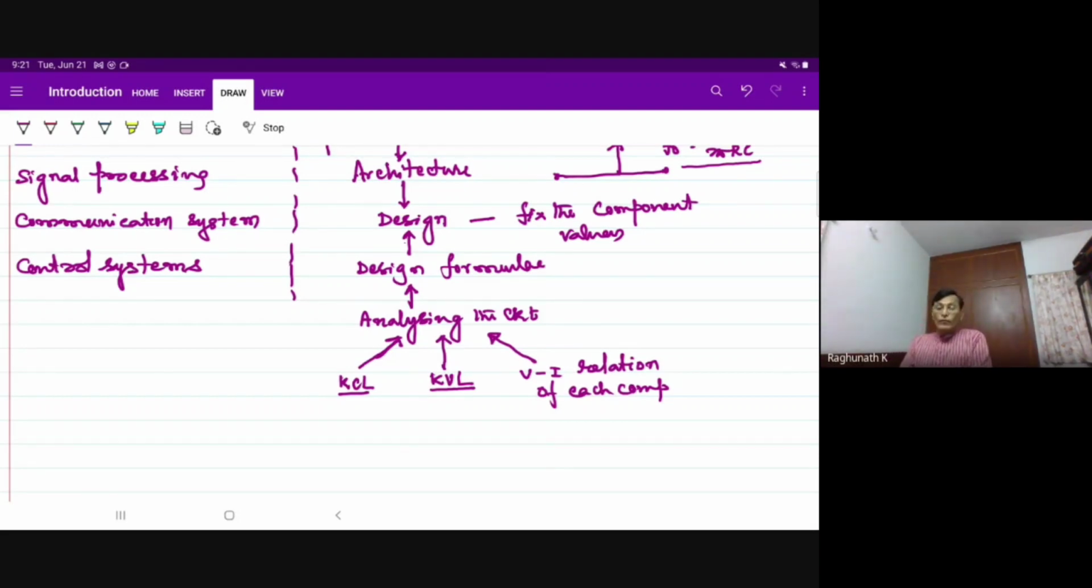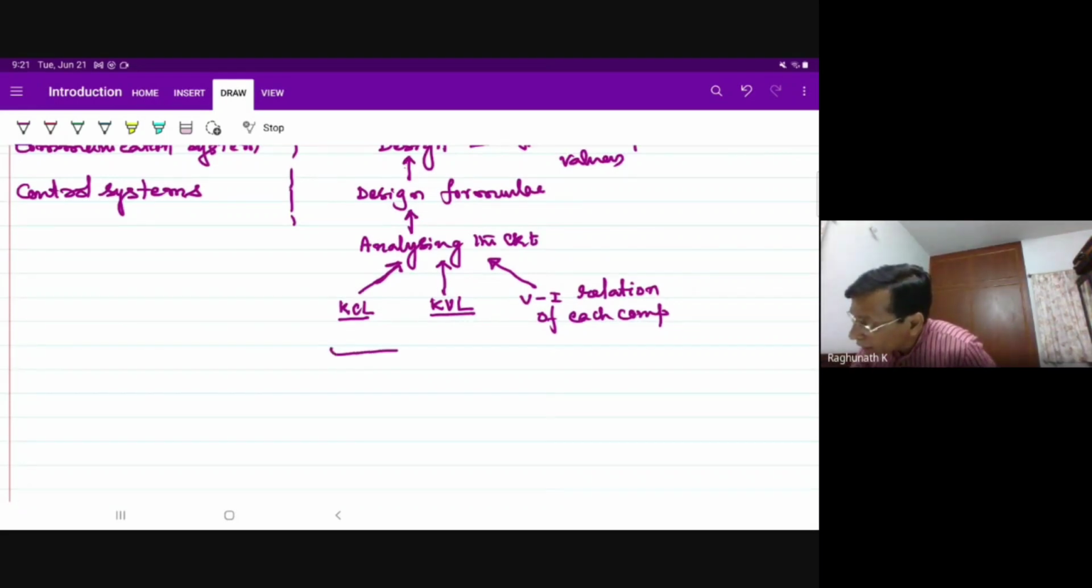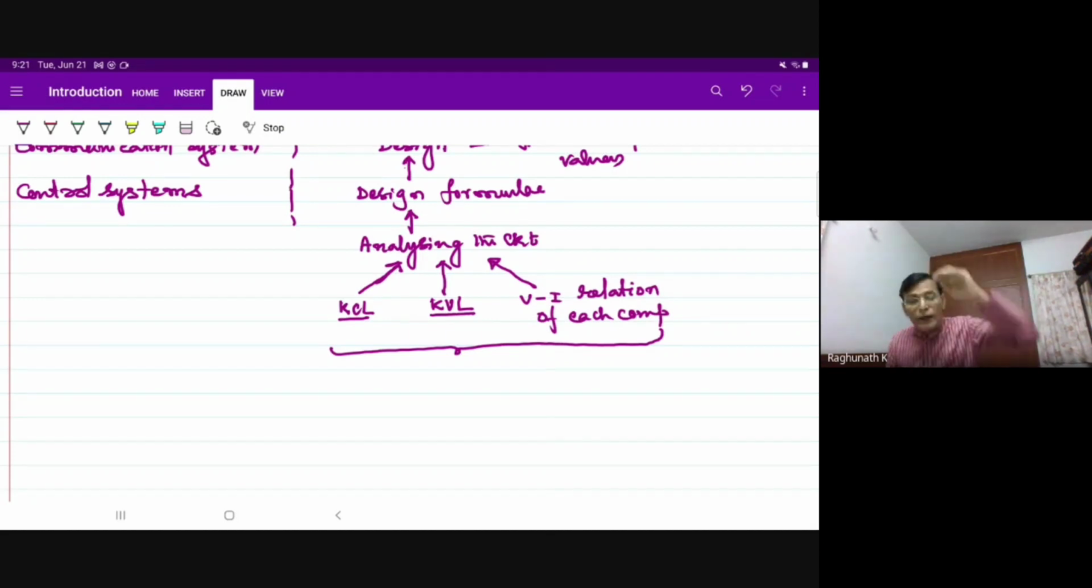So whenever we want to talk about the design of a circuit with a given architecture, we need to perform analysis. Analyzing any circuit requires the knowledge of KCL, KVL, and the VI relation of each component present in that particular network. Where do they come from? All these components, I am sure about it, whether it is KCL properly, KVL properly, or the VI. I'm talking about higher level, not lower level things still.